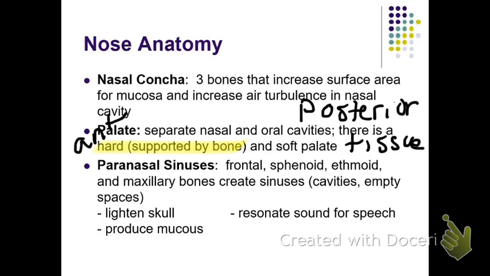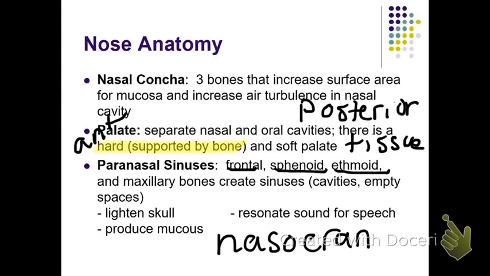Next, we have the paranasal sinuses, and we have 3 of them. You have your frontal, sphenoid, and ethmoid sinuses. And these are just empty cavities or spaces that are there to help lighten the skull, help with our speech and produce mucus, and also act as nasocranial ducts. They allow just for a little bit of drainage.